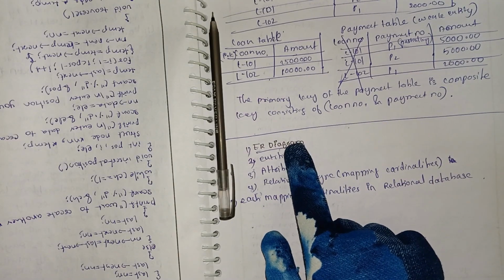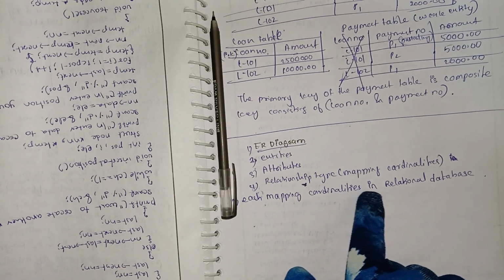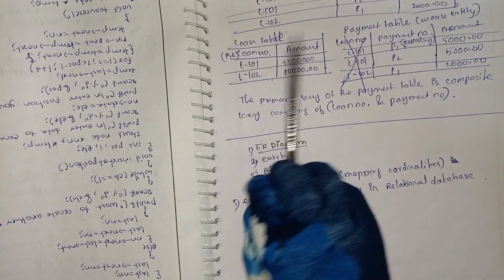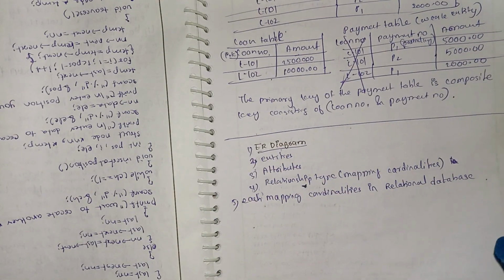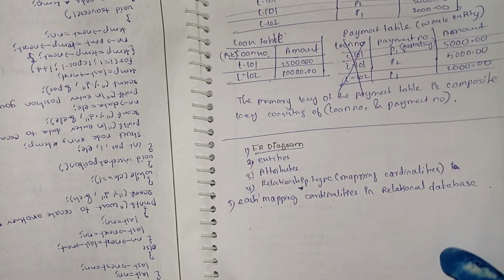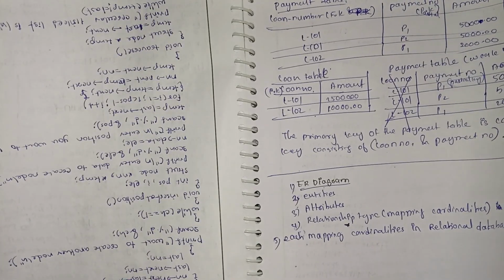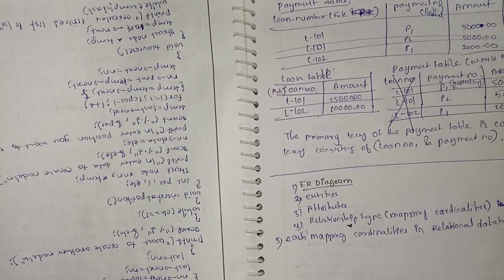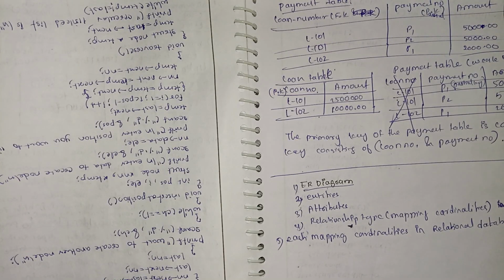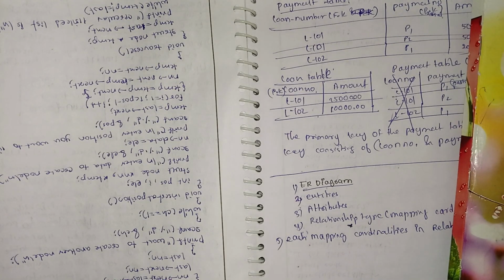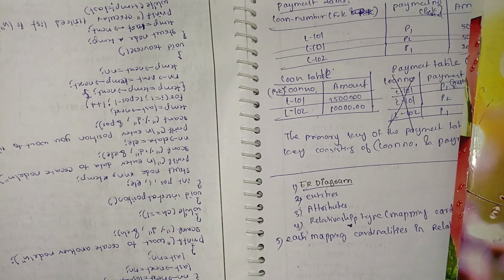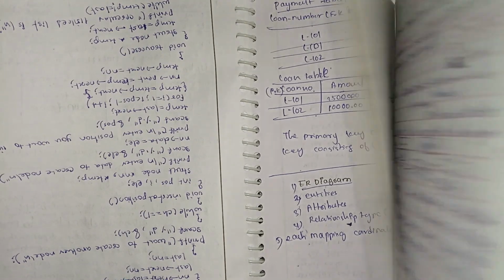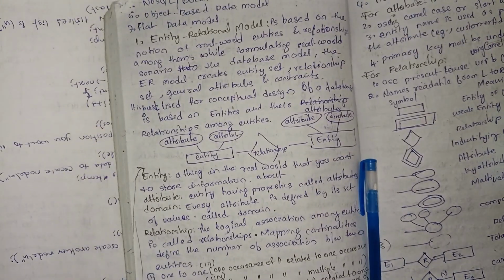cardinalities in this diagram, and each mapping cardinality in a relational database, explained with table examples of how they are related to each other. Before going directly to the diagram, I will explain what a data model is and what the entity relationship data model is, which means the ER diagram is easy to build through these topics. Okay.